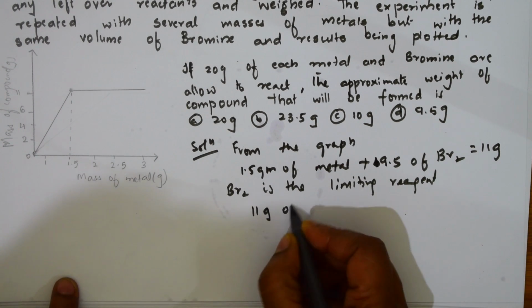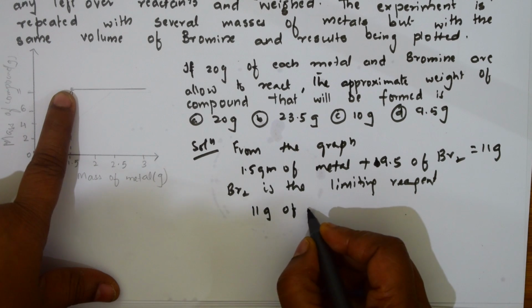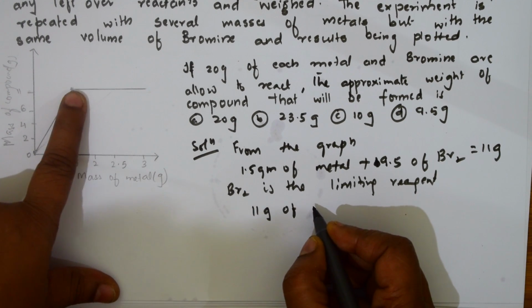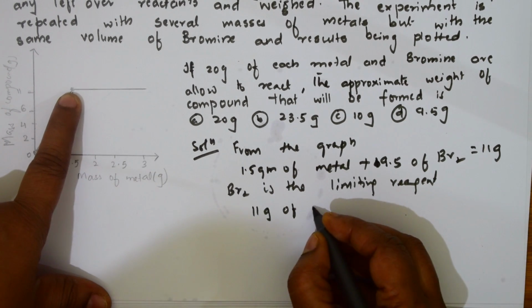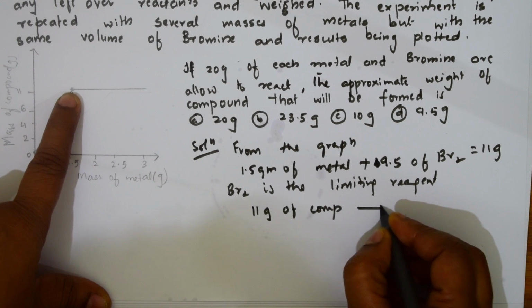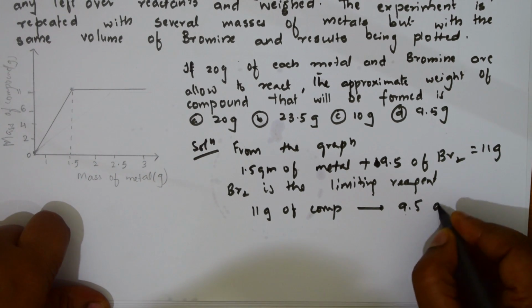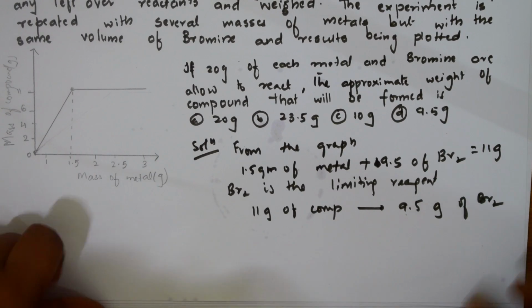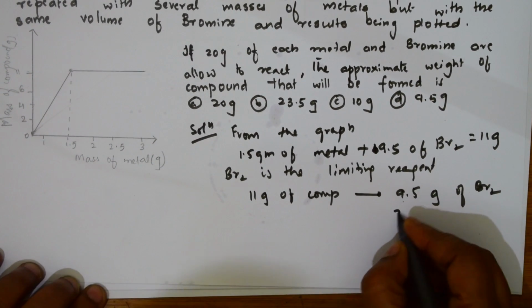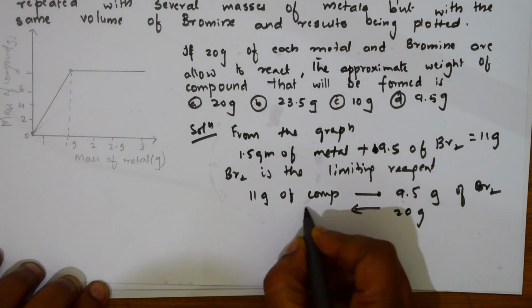This is easy for me. 11 grams of compound, as I have seen. How much was the bromine? This is metal, but how much was bromine? 11 grams of compound, how much of bromine? 9.5 grams of bromine reacted. Correct? Now how much bromine have they asked us? 20 grams of bromine. 20 grams of bromine reacts with how much?